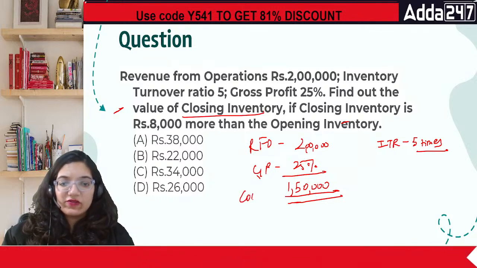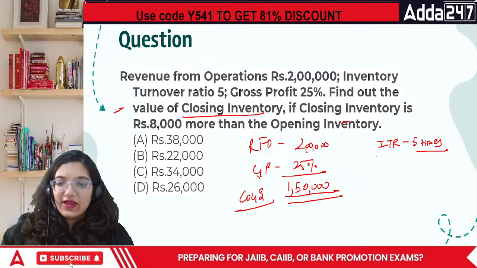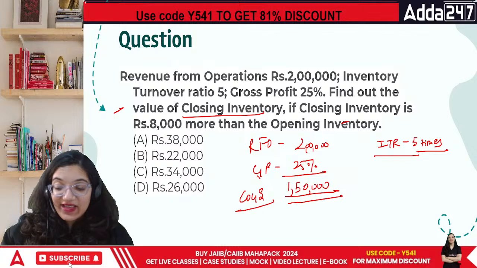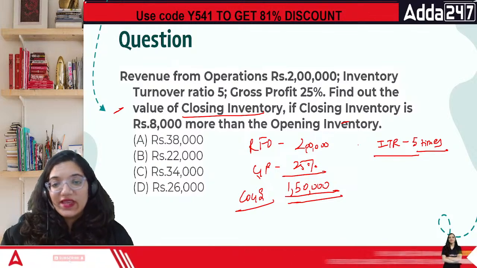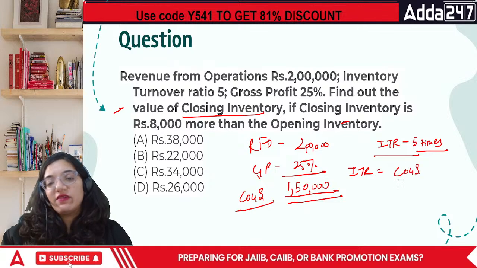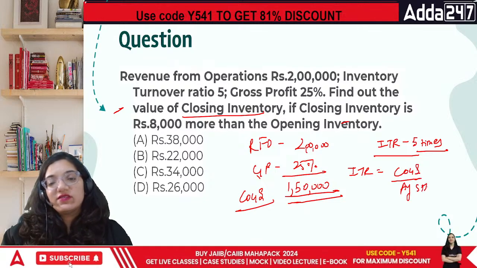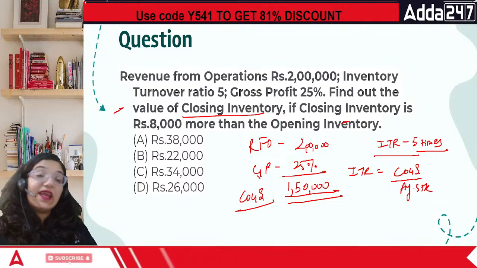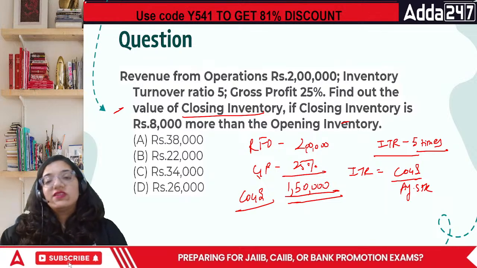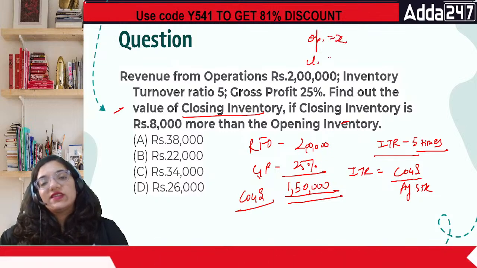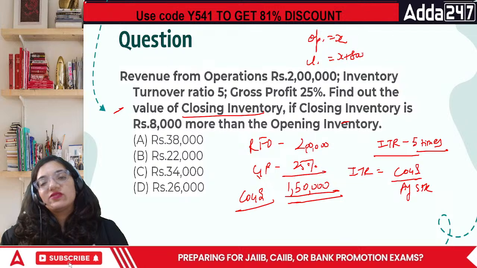This is my cost of goods sold, everyone. And ITR is also given. Can we find the average stock? It isn't that difficult. But what you need to do is just try the formula. ITR is equal to COGS divided by average stock. Okay. The question says if the closing is 8,000 more than the opening. So in this case, your opening and closing. Opening be X and closing is X plus 8,000.